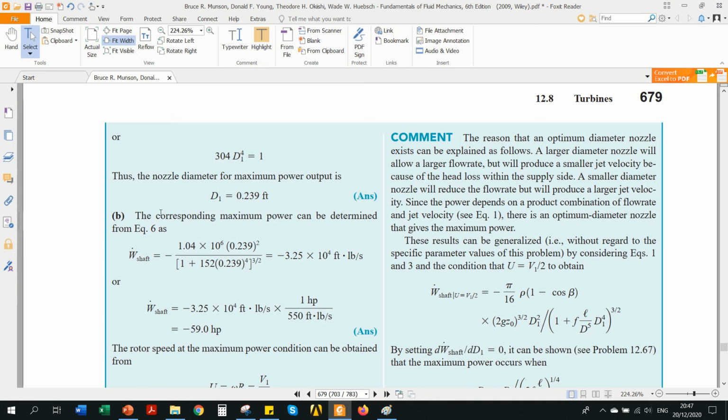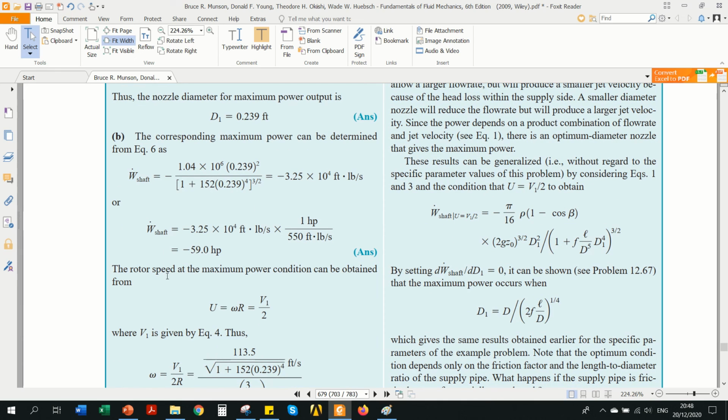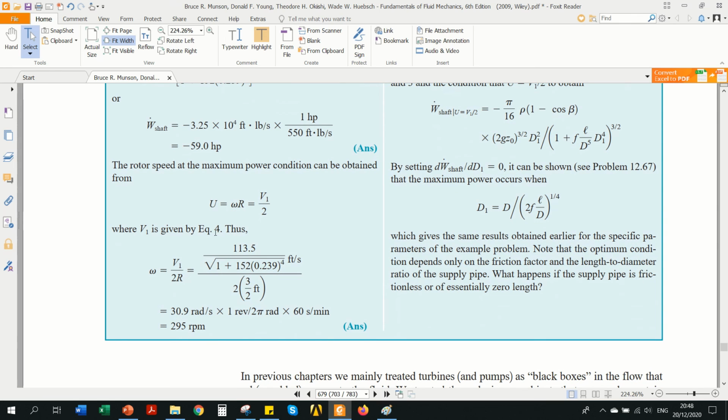What we now need to do is find the corresponding maximum power and the blade velocity that is involved for this diameter of the nozzle. The corresponding maximum power can be obtained by using this equation, and by solving it, it will come out to be 59 horsepower. The rotor speed at maximum power condition can be obtained from this equation right here, and writing it in terms of RPM, we get 295 RPM.